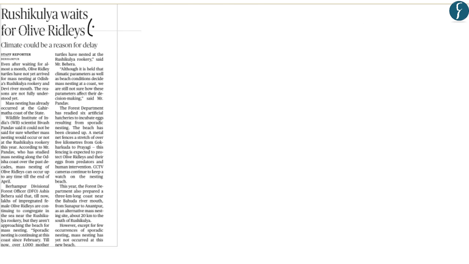Now, we have taken this article from page 7. What this article talks about is that the olive ridley turtles have not yet arrived for the mass nesting that they do every year in the Rushikulia coast in Odisha.